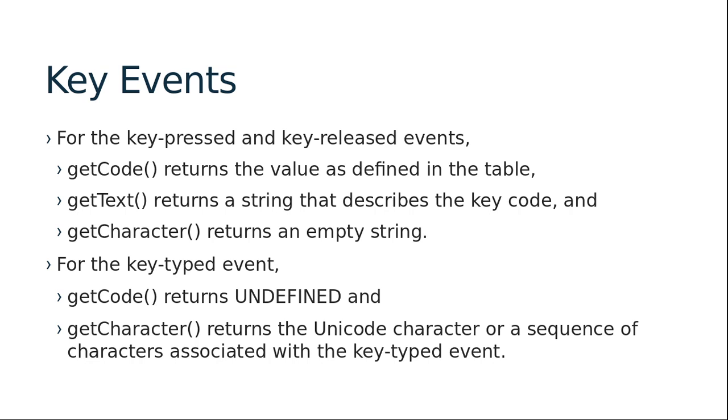Get text will return a string for a key pressed, but get character will return nothing. It will return a simple, empty string. But get character is useful when a key is typed. So when you type a key, a typed event is nothing but pressing and releasing both at the same time. You press and release, and this sequence of pressing and releasing will lead to the typed event.